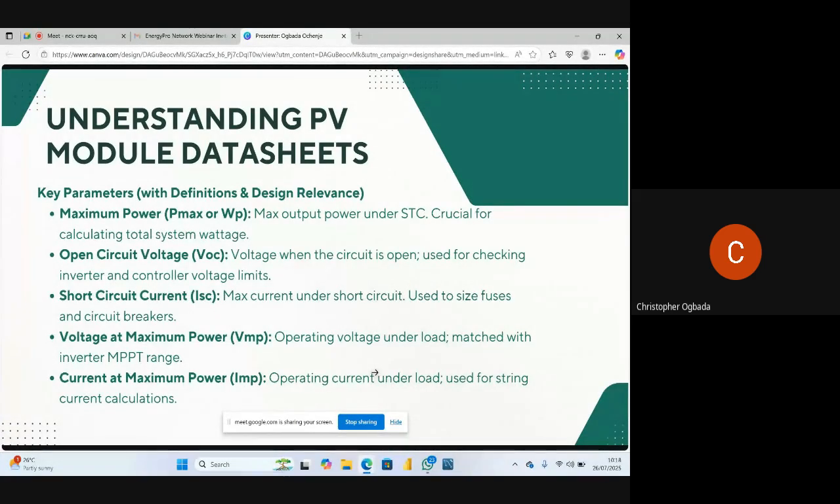And that voltage is what you use to check your MPP voltage range. When you look at your inverter, there is a maximum PV voltage and there is an MPPT range. This voltage at maximum power is what you use when you have a system of solar panels in series. It is the voltage at maximum power that you consider to ensure that the cumulative, resultant voltage of your array falls within the range of your MPPT input voltage range.